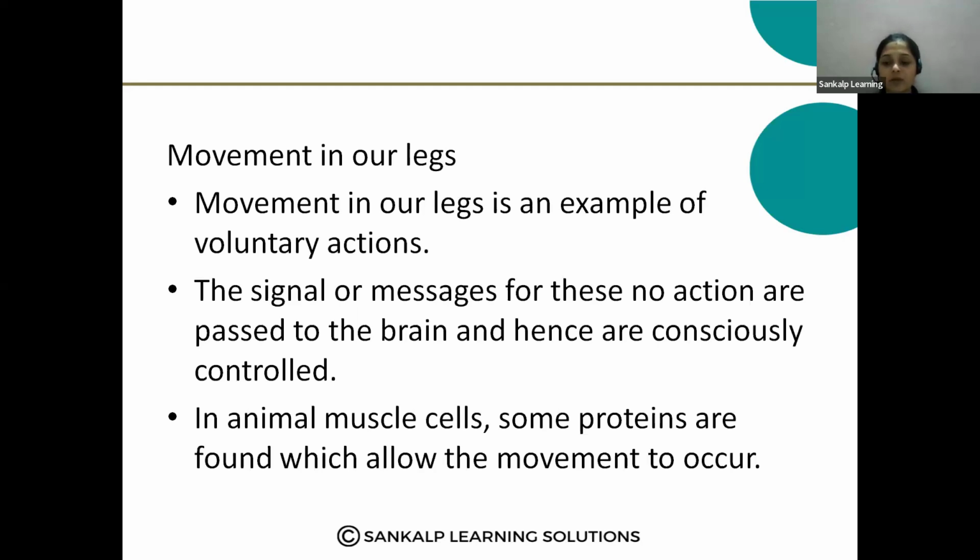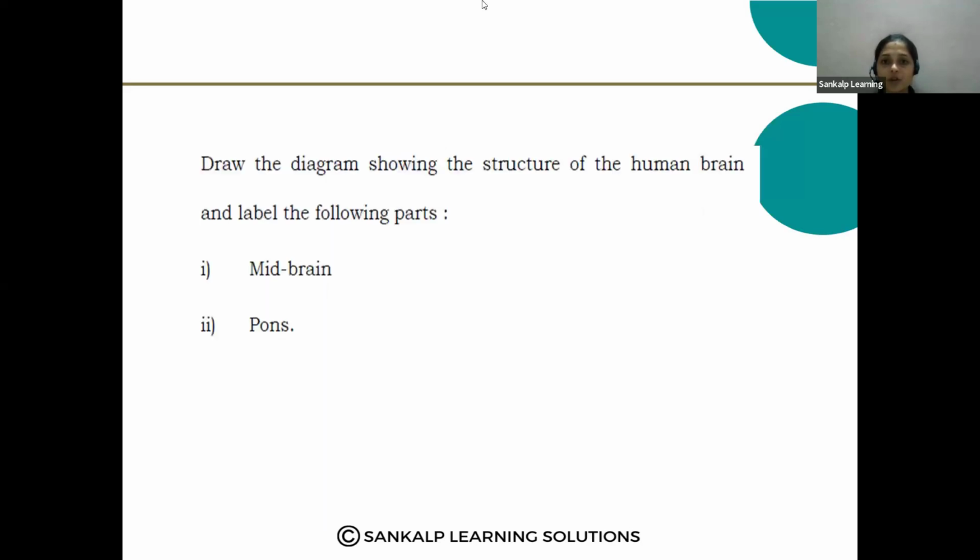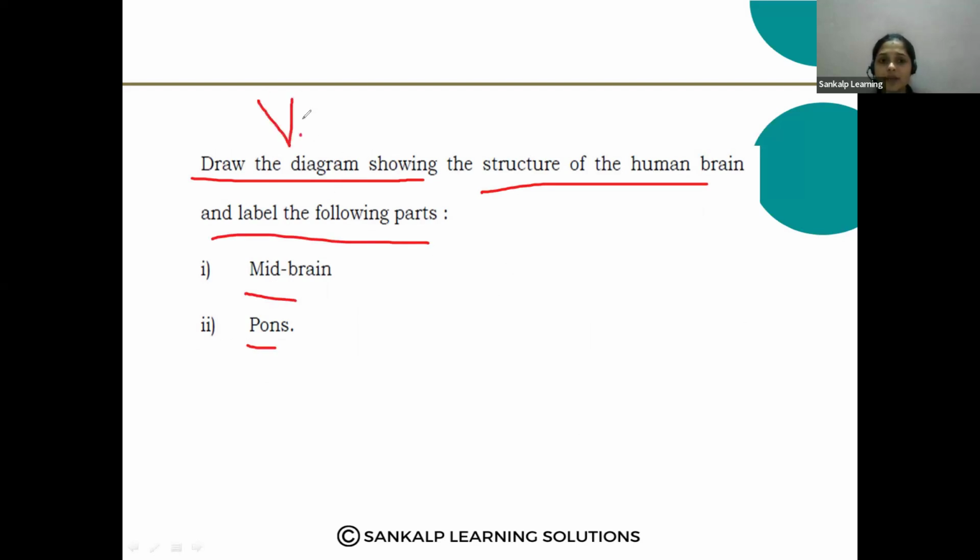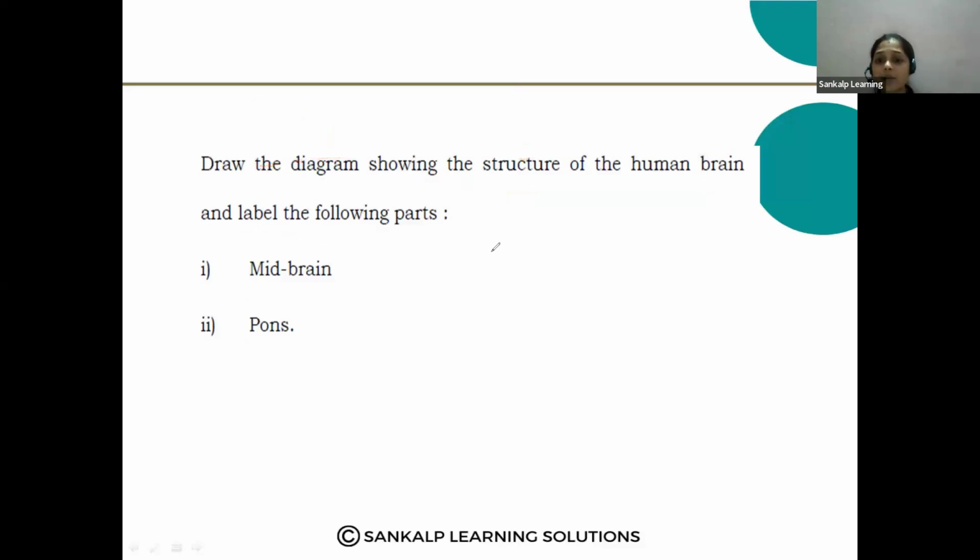In that, the first question is: draw the diagram showing the structure of the human brain and label the following parts: midbrain and the pons. This is a very, very, very important question. The diagram of the brain has been asked in 4 out of 5 question papers. If you refer to 5 to 6 question papers, this diagram is asked in all of them.